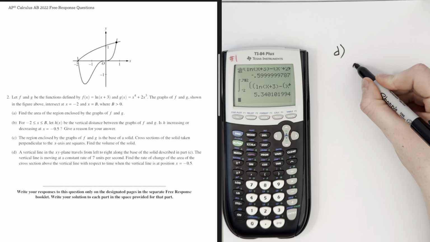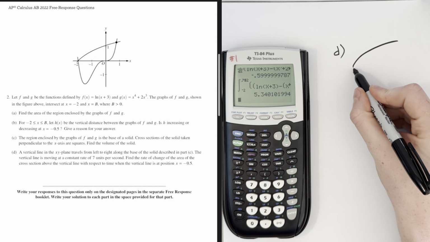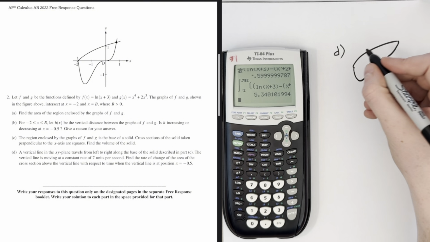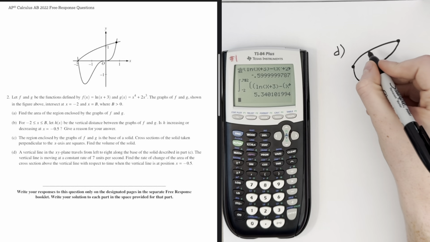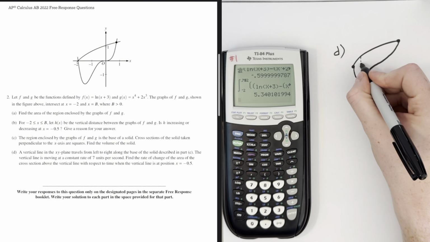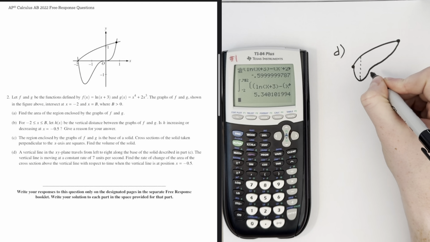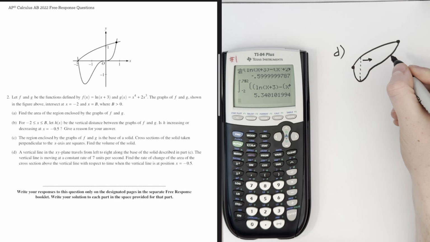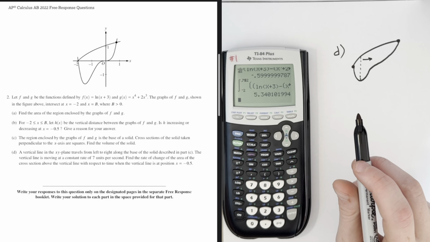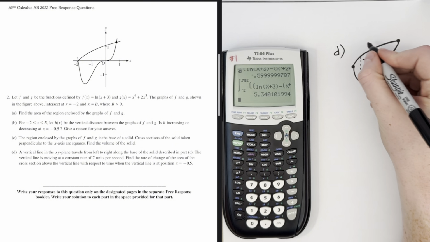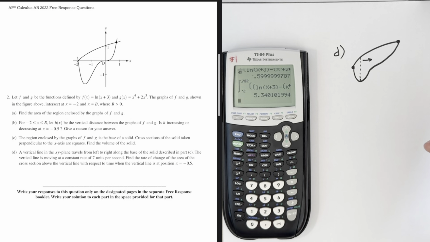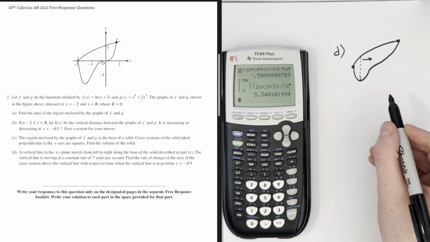So let's visualize this. I've got my upper function, and I've got my lower function, right? Okay. And basically it's saying there's a vertical line in the xy plane. So it looks like this. And it is traveling from left to right along the base of the solid, right? And it's moving at a rate of 7 units per second. And it wants the rate of change in the area of the cross-section above the vertical line.